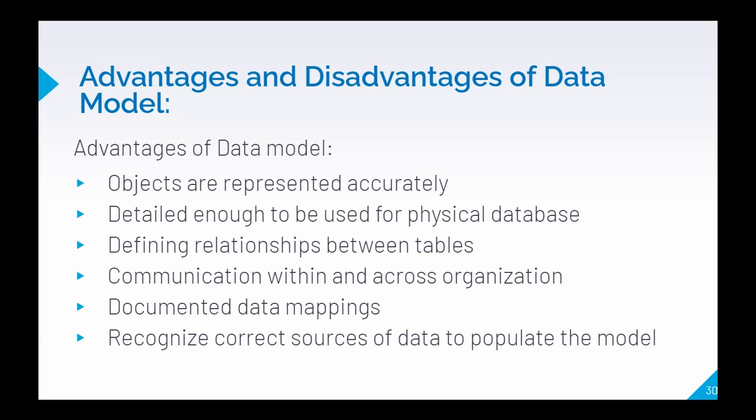And then you have defining relationships between the tables. So the information in the data model can be used for defining the relationship between tables, primary and foreign keys. So later on, we're going to discuss what the primary and foreign keys and stored procedures are. Okay, so the next advantage we have is that data models help businesses to communicate within and across organizations. Communication in terms of requirements, right?